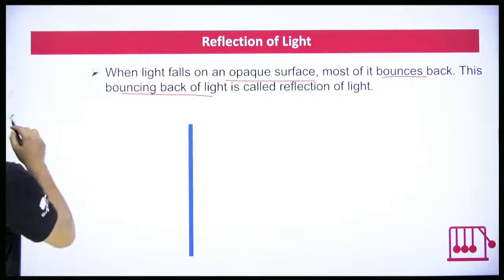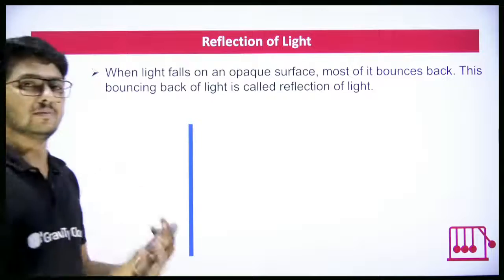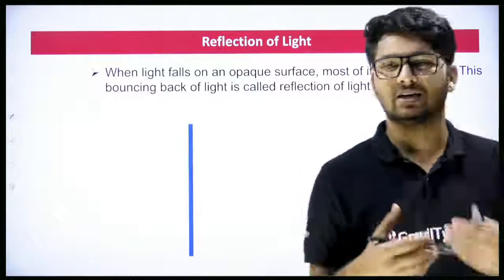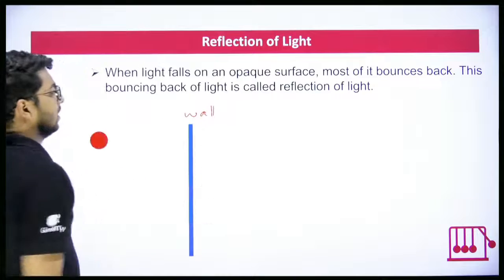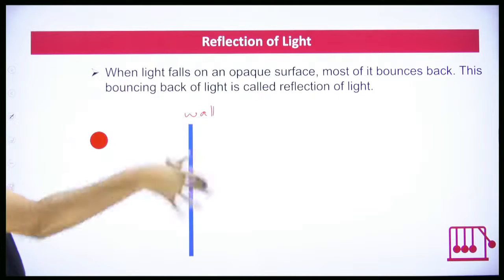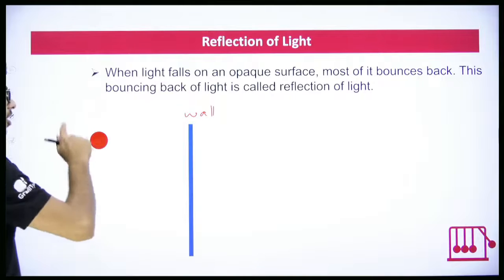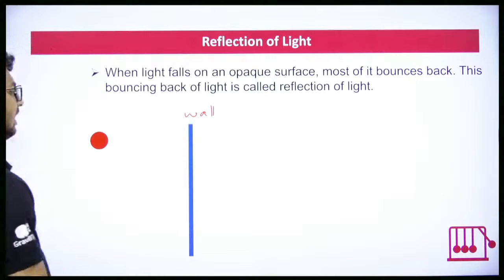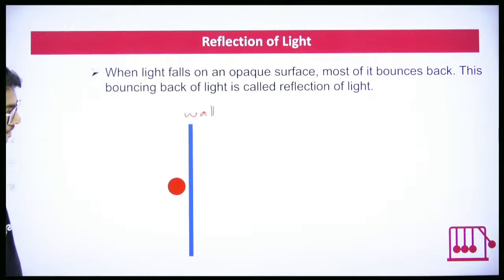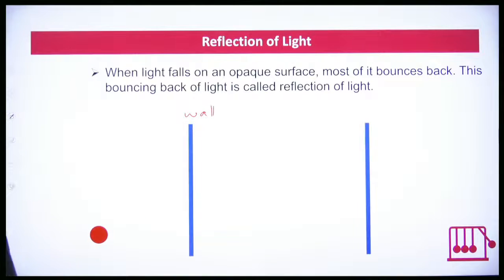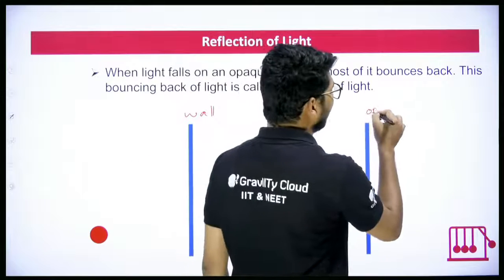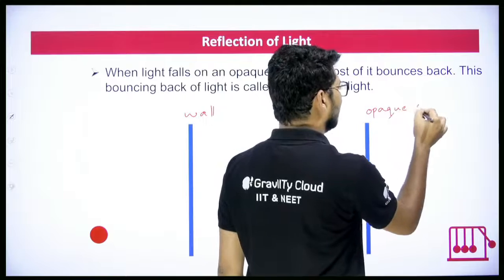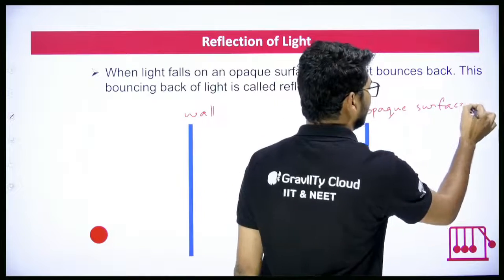For example, just look at this. We'll first compare reflection of light with something. Let's say you have a wall, and we'll take a ball and throw the ball on the wall, and let's see what happens. What happens? The ball bounces back. Yes or no? Right?